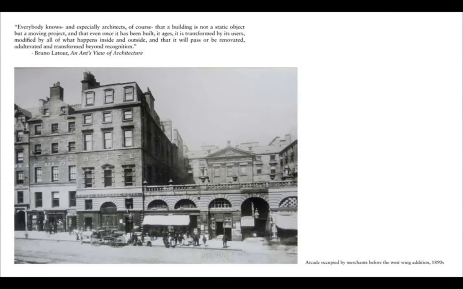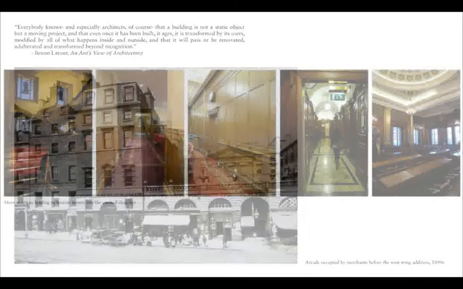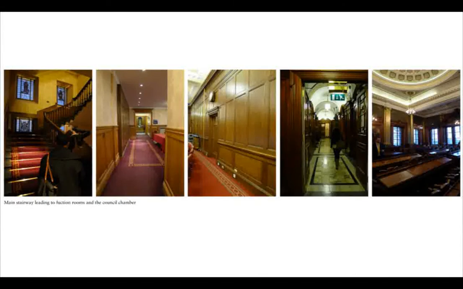This is an image of the arcade at City Chambers when it was occupied by Russians, showing the changing uses of the building. The unit investigated the building through a series of freeze frames, and the first one was material and dimension.